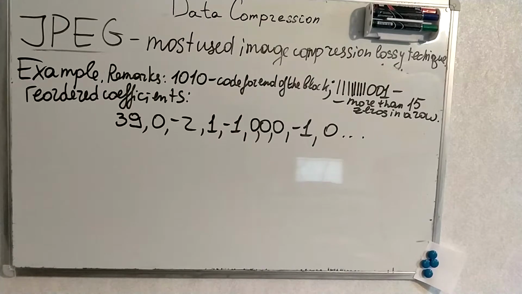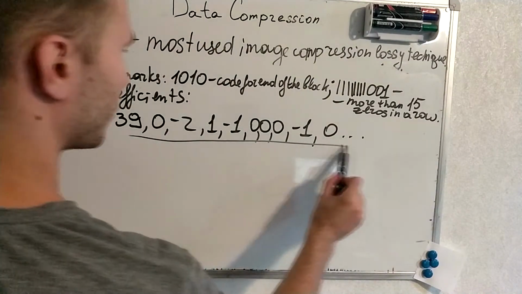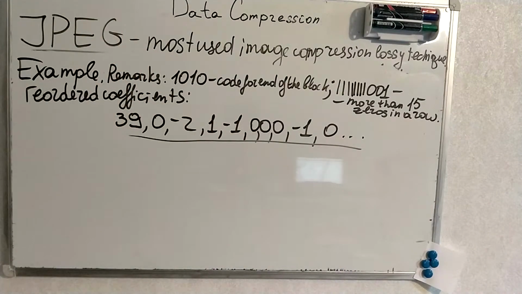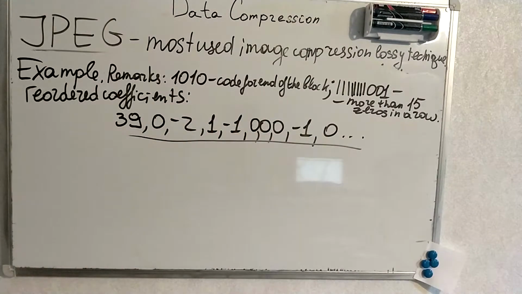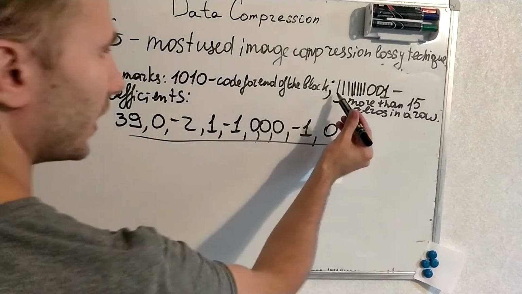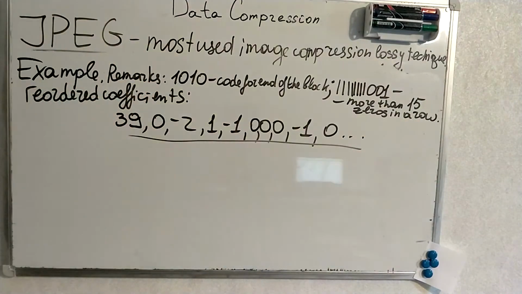So, our example now. These are our reordered coefficients. We are going to encode them using the two tables I have provided. Useful remarks here: 1010 is the code reserved for the end of the block, and this, 8 ones, 2 zeros, 1, 1, indicates more than 15 zeros in a row.